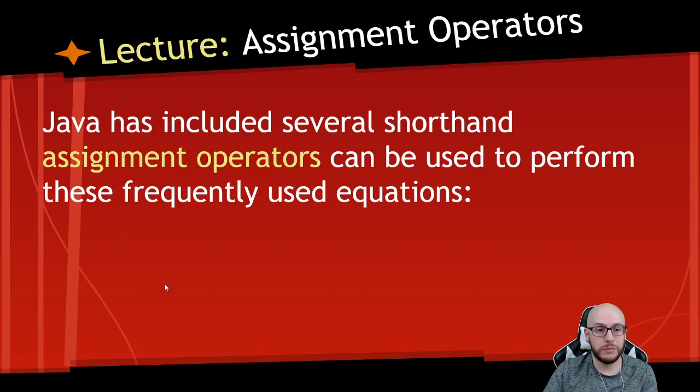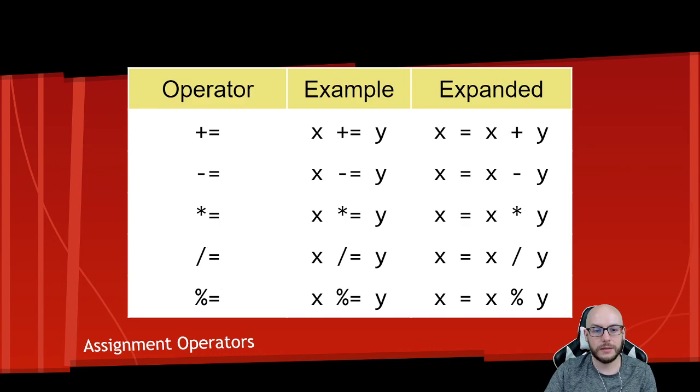Java and most modern day programming languages have included several shorthand assignment operators, which can be used to perform these frequently used equations. Let's take a look at plus equals. An example of it in context would be x plus equals y. If I was to expand that, this is the same thing as saying that x is equal to what it was plus y. Minus equals, this is the same thing as saying x minus equals y.